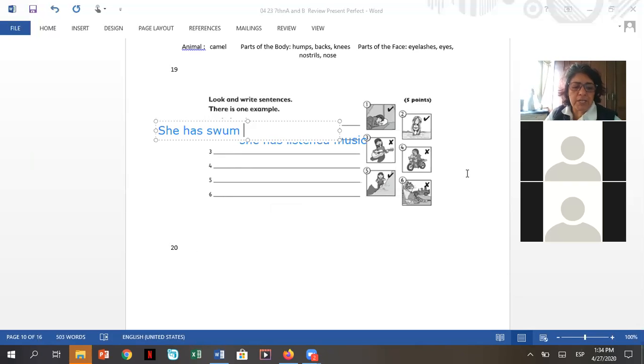Okay, she has swum at the sea. Very good. It is hasn't. Oh, no, it has. Number two, Gabo, number two. It has, teacher. Two has, but three hasn't. Oh, yeah, we haven't done number three yet. Sorry.